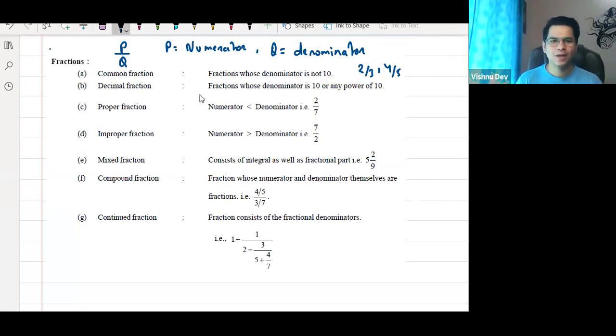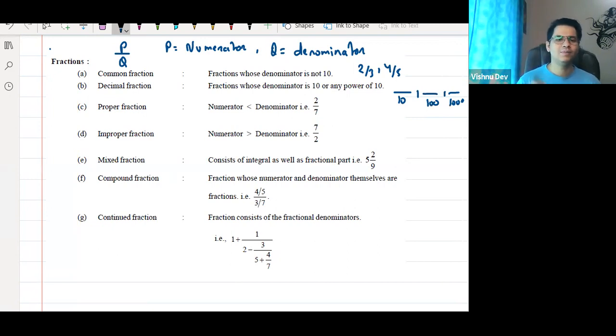Small steps. Then the decimal fraction. Deci means by 10. I have already told you, centi means by 100, so deci means by 10. So any fraction whose denominator is 10 or a power of 10, that means the denominator is 10, or 100, or 1000, is your decimal.